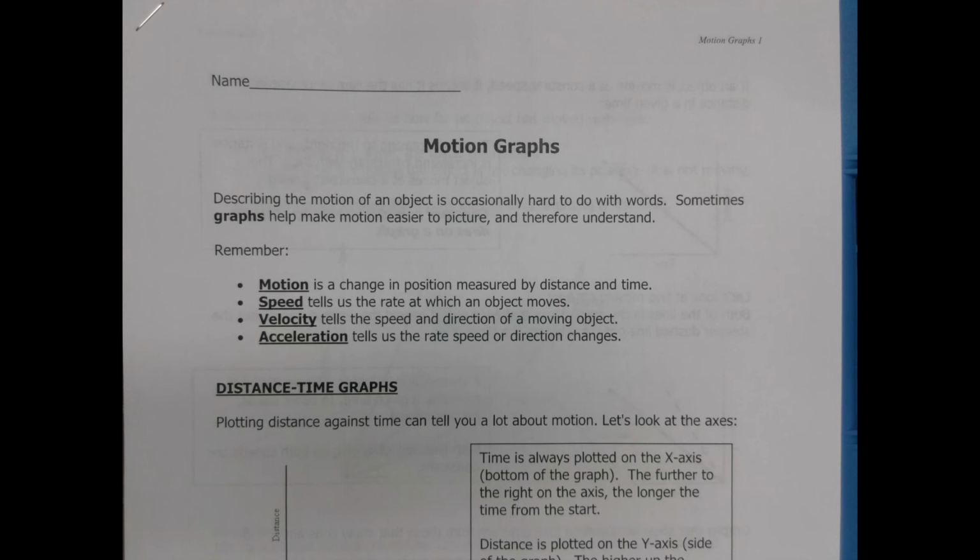So, guys, pay attention. We're now transitioning to graphing motion, using graphs to actually describe motion. We've been looking at how to use the equations to describe them. Now we're going to be looking at graphs that describe motion. So remember that motion is a change in position measured by distance and time. Speed tells you the rate at which an object moves. Velocity tells you the speed and direction of a moving object. And acceleration tells us the rate at which speed or direction changes.